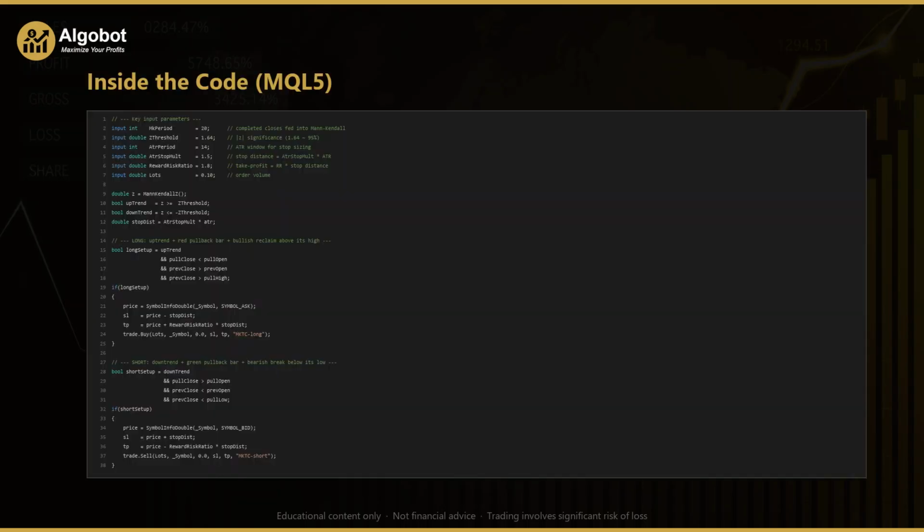Let's read through the core of the MetaTrader code you see on screen. At the top are the key input parameters. MkPeriod, set to 20, is the number of completed closes fed into the Mann-Kendall test. ZThreshold, defaulting to 1.64, is the significance level the z-score must reach. ATR period and ATR stop multiple govern the stop distance, with the stop set at ATR stop multiple times the current ATR. Reward-risk ratio, at 1.8, sets the take profit as a multiple of that stop distance, and lots is simply the order volume.